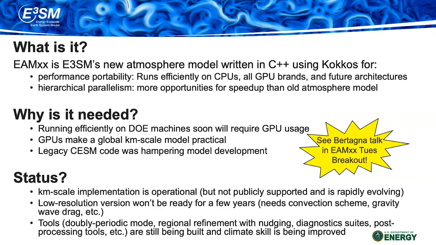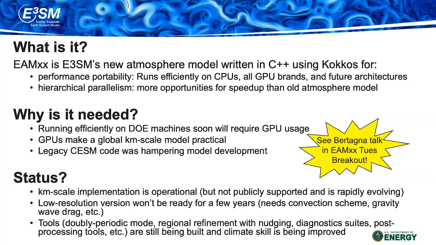In terms of the low res model, you just heard a little bit about that from Shaocheng. I think it's probably not going to be ready for a couple of years at least. So we need a convection scheme, gravity wave drag, and a lot of tuning and improvement sorts of things. In terms of tools, I'll talk a little bit more on the last slide, but we have some opportunities to make this actually affordable to the mortal man here. So you can use a doubly periodic version of the model. You can use regional refinement, things like that. We are currently in the process of porting that from our prototype Fortran version into C++.